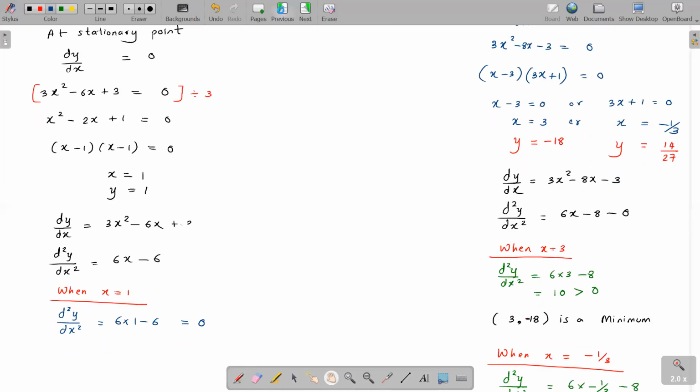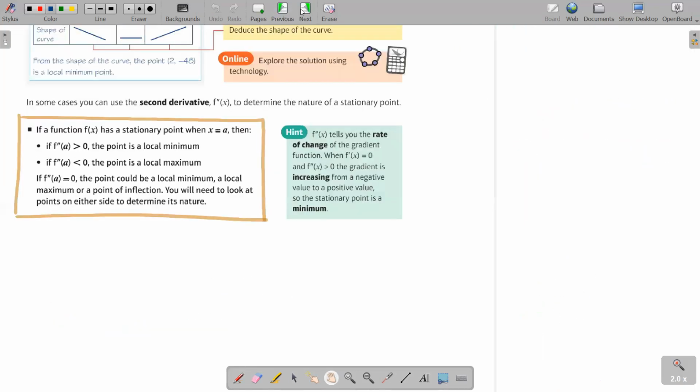Now I gave you the rules in the previous page. So what are the rules? If your second derivative is 0, the point could be a local minimum, it could be a maximum, or it could be a point of inflection. So see, can you see the trouble? If your second derivative is positive, it is solidly a minimum. If your second derivative is negative, your point is definitely a maximum. But however, if your second derivative is 0, do you see we have some uncertainty? It could be a maximum, minimum, or a point of inflection.